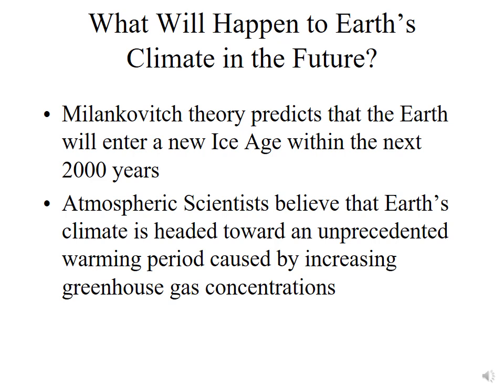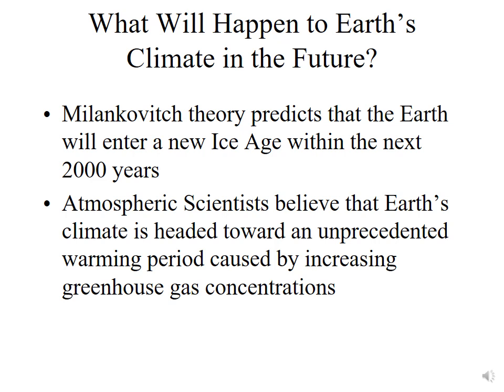And that's what we're concerned about with potential climate change, that we might reach a tipping point at which the climate does a rapid shift to a new equilibrium. So what's going to happen to our climate in the future? Well, Milankovitch theory predicts that the Earth will enter a new ice age within the next 2,000 years.